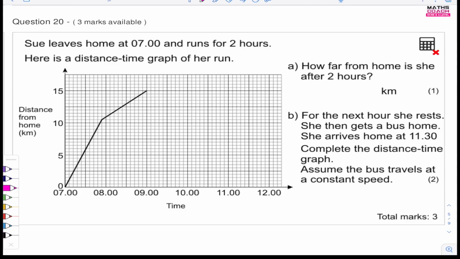Question 20. Sue leaves home at 7 o'clock and runs for 2 hours. Here is a distance time graph of her run. How far from home is she after 2 hours?